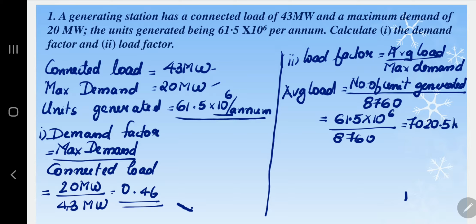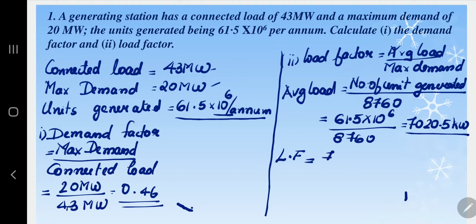7020.5 kilowatts. Why kilowatts? Because units means kilowatt hour, divided by hours, so you will get the answer in kilowatt. Now what will be the load factor? Load factor, I am just writing as LF. LF is equal to average load divided by the maximum demand.